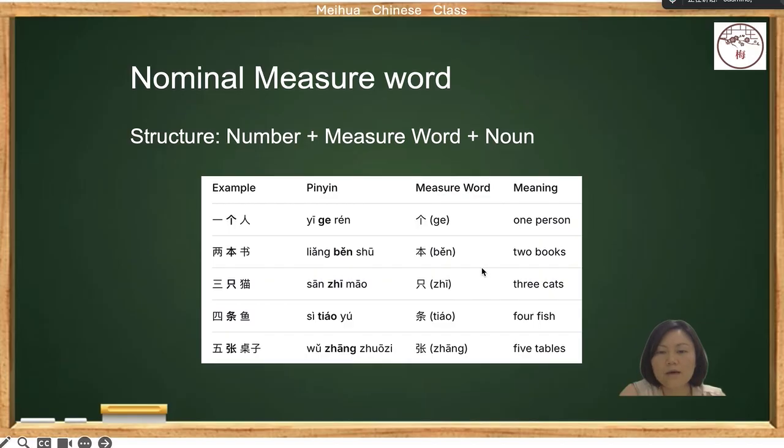But by contrast, in English, we can always see the plural form, right? We can always see the suffix of s or es. And plus the number, we can easily tell it's a plural form.